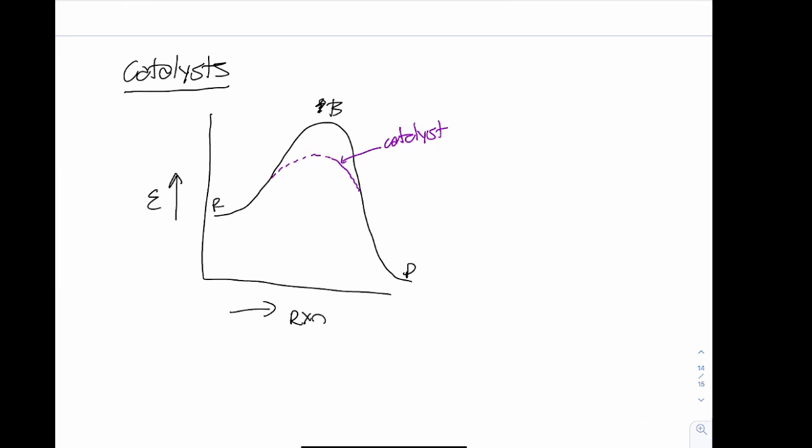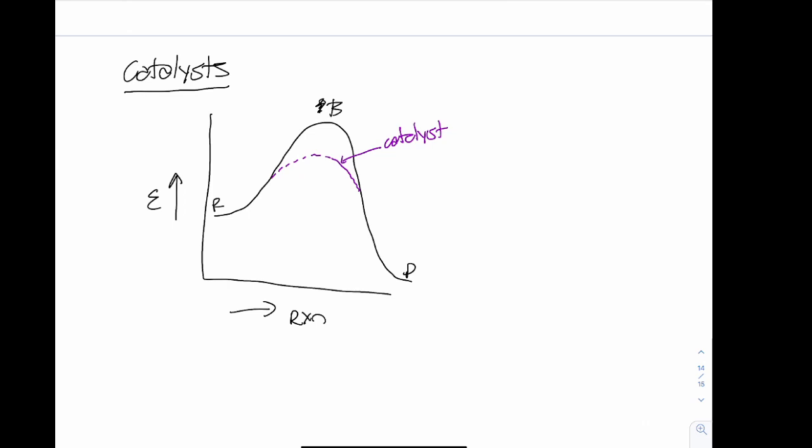So with my transition state lower now, instead of my activation energy being the energy difference between here and here, it's now the energy difference between here and here, right? That is a smaller change than when I had it originally. So my catalyst is speeding up my reaction by lowering my activation energy.